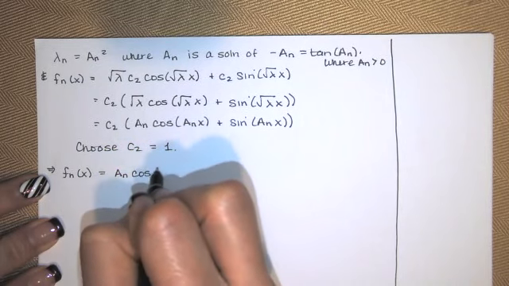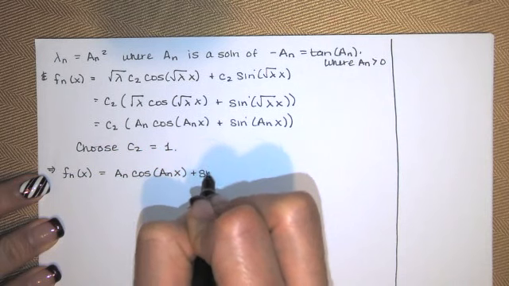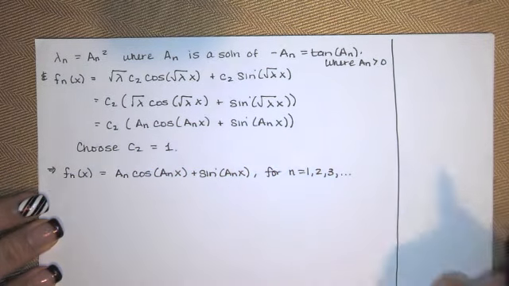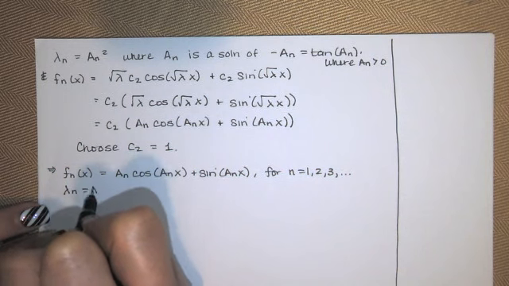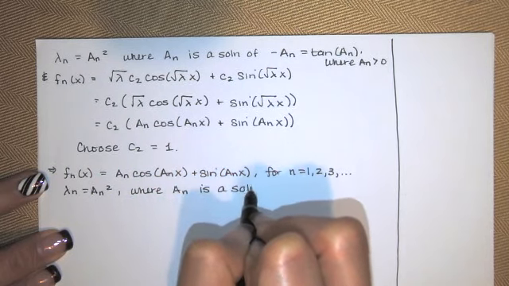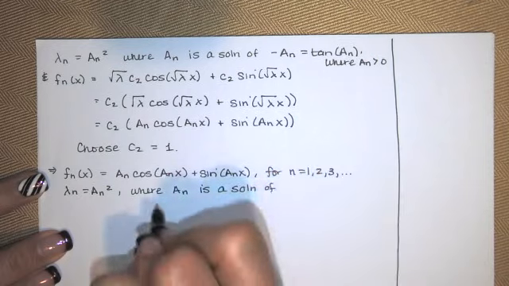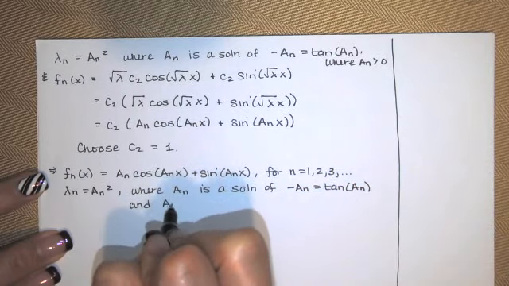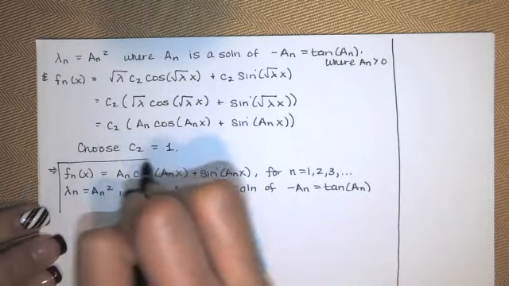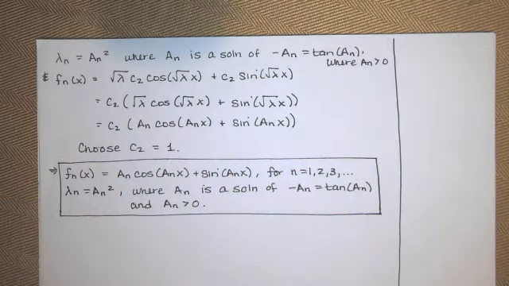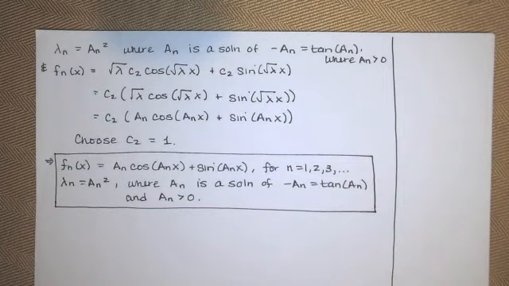A sub n times cosine of a sub n x plus sine of a sub n x for n equals 1, 2, 3, and so on, and lambda sub n is equal to a sub n squared, where a sub n is a solution of negative a sub n equals tangent of a sub n, and a sub n is strictly greater than zero. Alrighty, so that's exactly what we're trying to find. And we're done. So that is how we handle the case when we've got a transcendental equation.